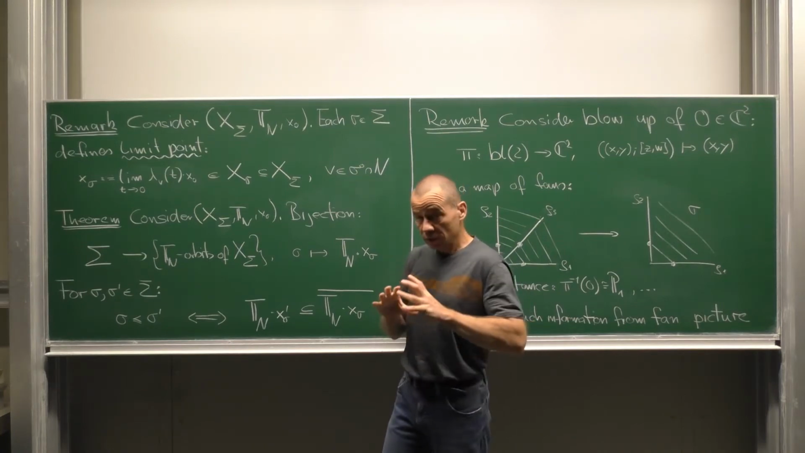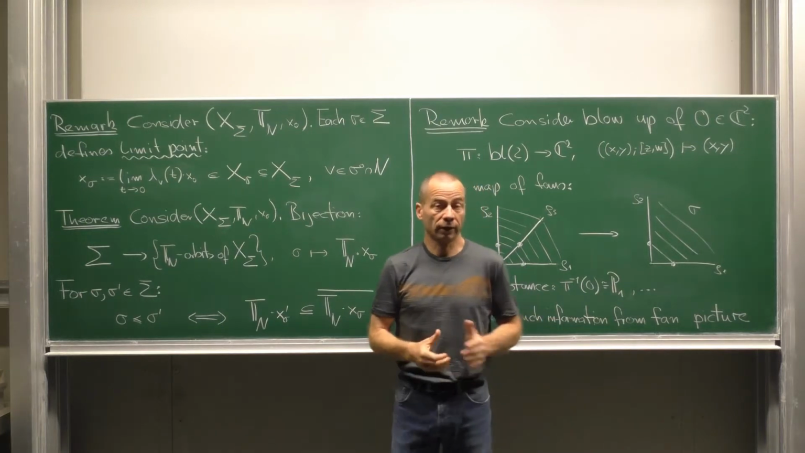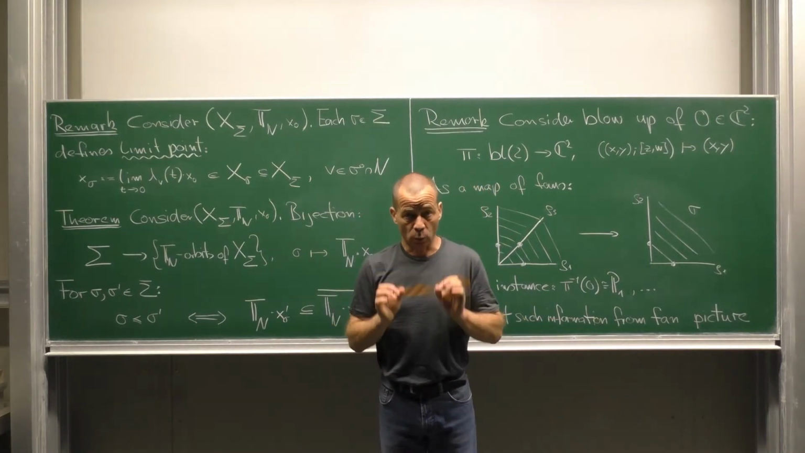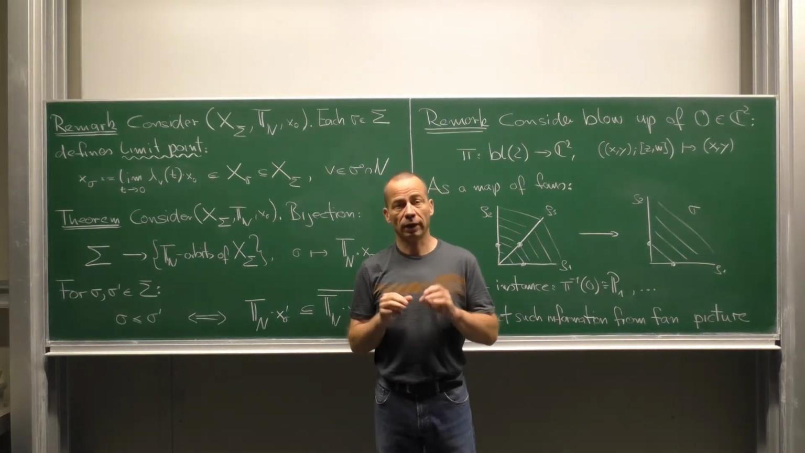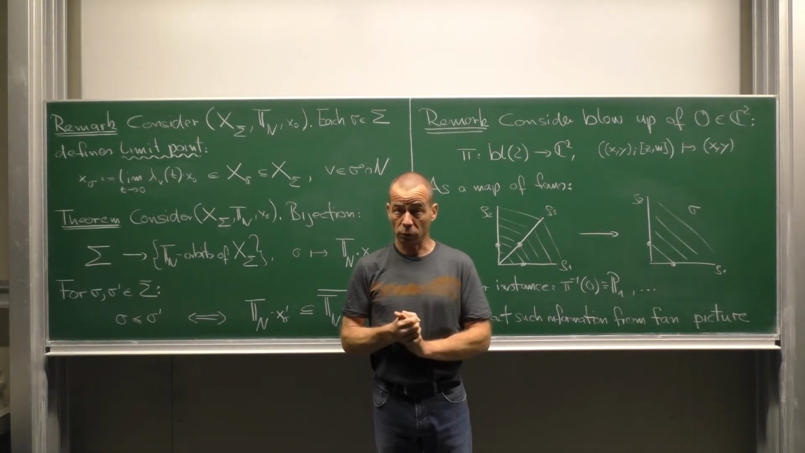And by construction, this affine toric variety is an open subset of our X_Σ. So we have a well-defined limit point in X_Σ associated with this cone σ.